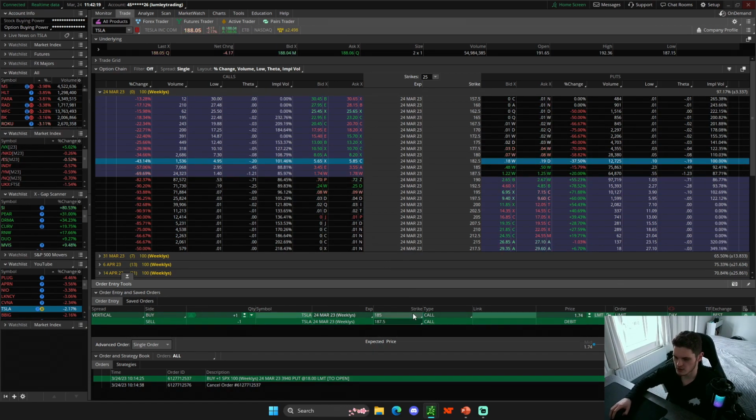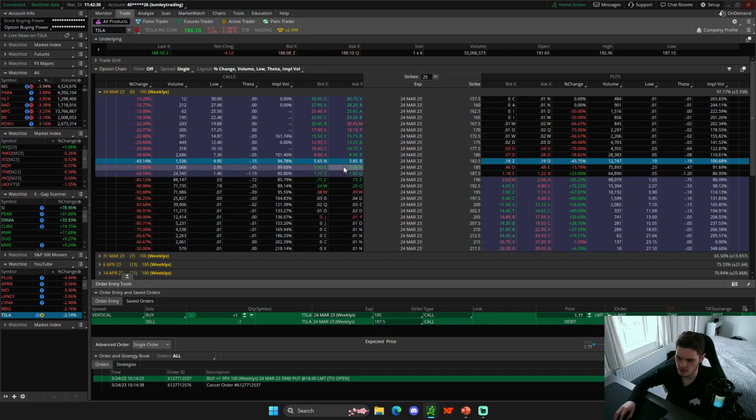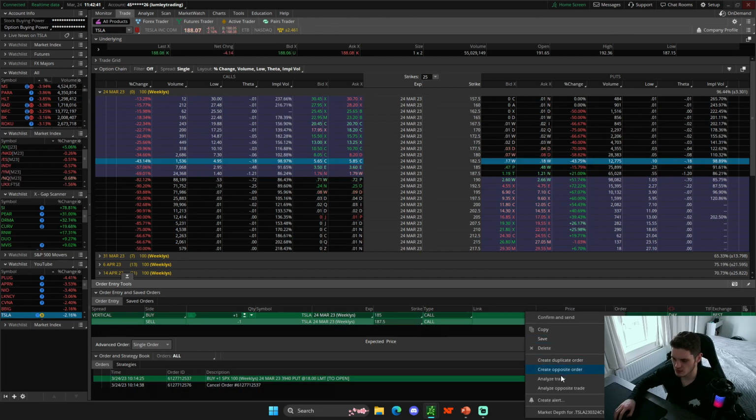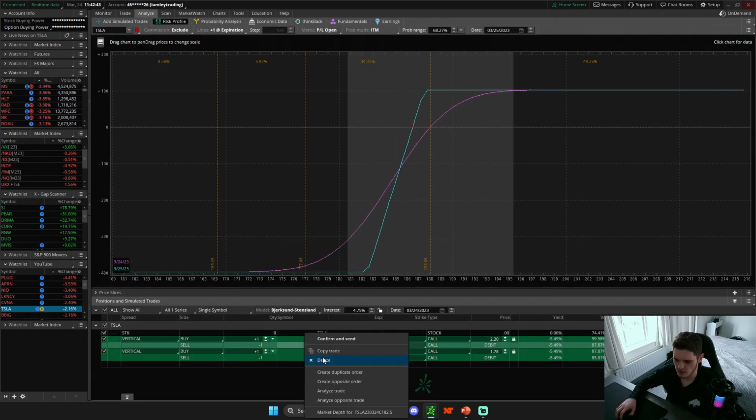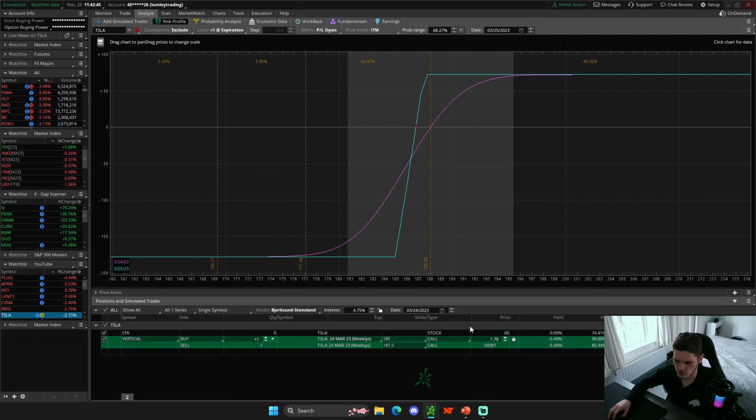But overall, what you can see is what you would do is you buy the 185 call, and then you sell the 187.50. So basically you buy the more expensive and you sell the cheaper one, and this makes a debit. Again, you can do it inverse to create a credit, but the debit is quite ideal because a debit means that's your max risk on the trade. You know that going exactly into the trade. You can't lose more than whatever your debit is.